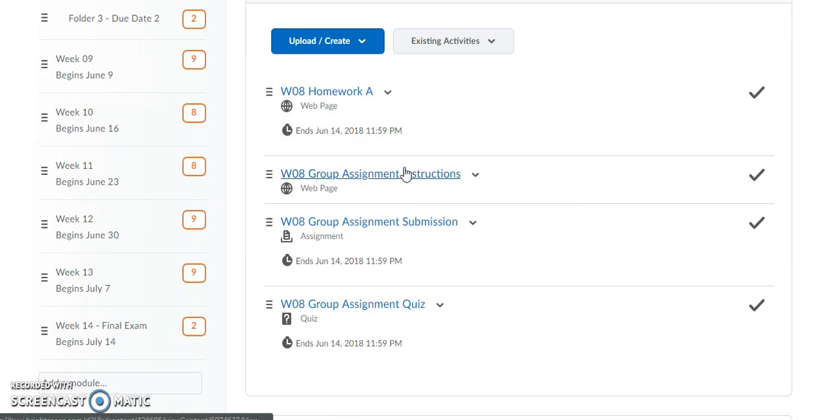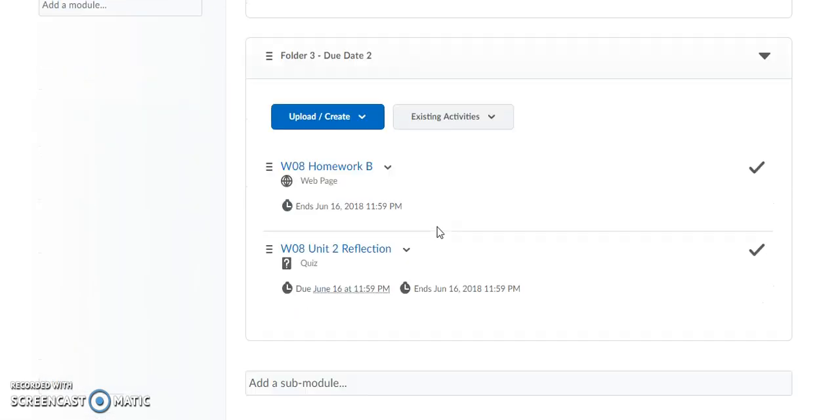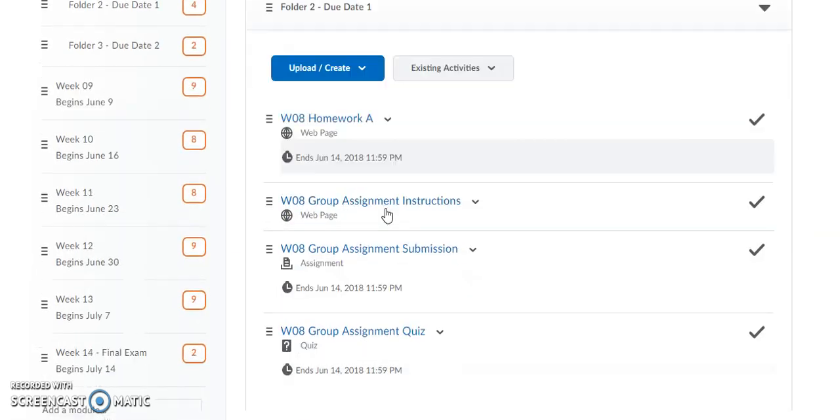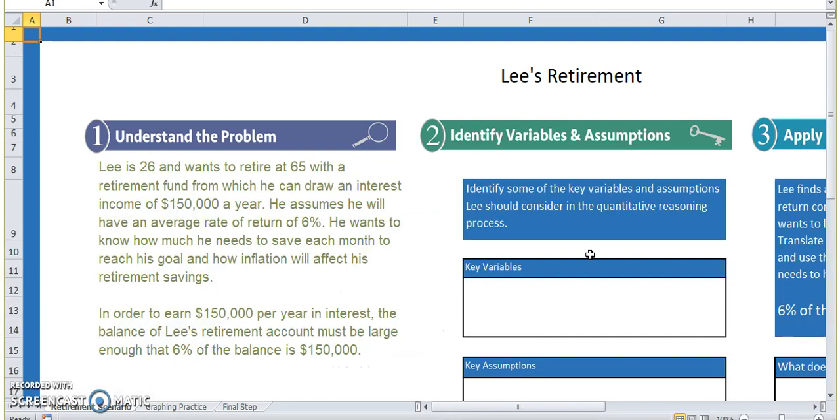You also have your group assignment, which we'll take a look at in a minute. And then Unit 2 reflection. Make sure on your reflection you're really putting some thoughtful answers down. I'll be looking for paragraphs of at least 3 sentences as your answers. So really put some thought into your answers on these, because that's what I'll be looking for in my grading.